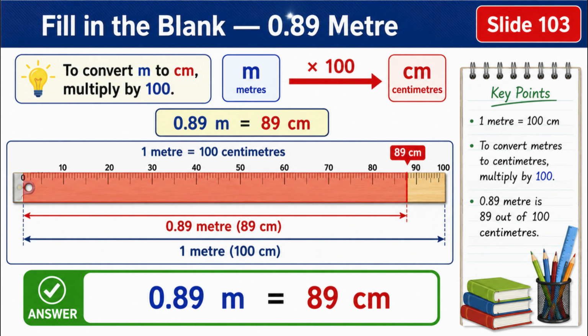Fill in the blank. 0.89 meter. To convert meters into centimeters, multiply by 100. 0.89 meters means 89/100ths of a meter. Each 100th of a meter is 1 centimeter. So 0.89 meter equals 89 centimeters.